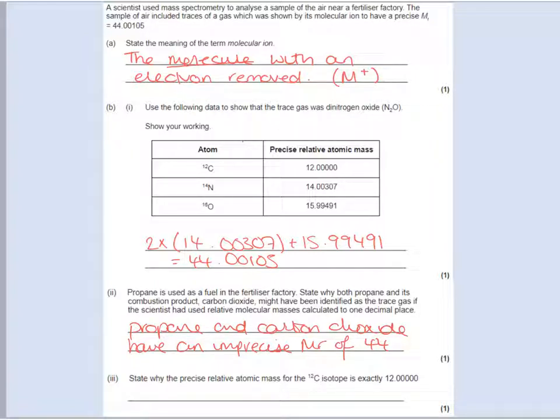So finally, state why the precise relative atomic mass for the carbon-12 isotope is exactly 12.00000. Well, if you remember your definition for relative atomic mass, the relative atomic mass of any element is its mass compared with the mass of an atom of carbon-12. So scientists had to come up with a standard. Hydrogen would have been nice because it weighs 1. If we'd have said hydrogen always weighs 1 and we compare everything else to hydrogen, that would have made everything very simple. But hydrogen being a gas and not being quite as common as carbon got replaced by carbon. So it's just by definition.